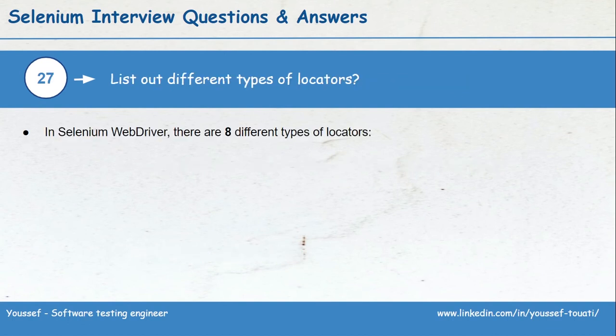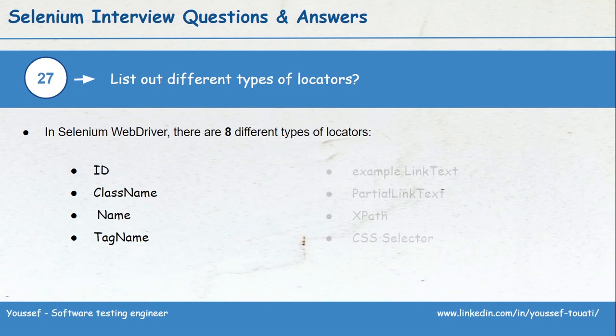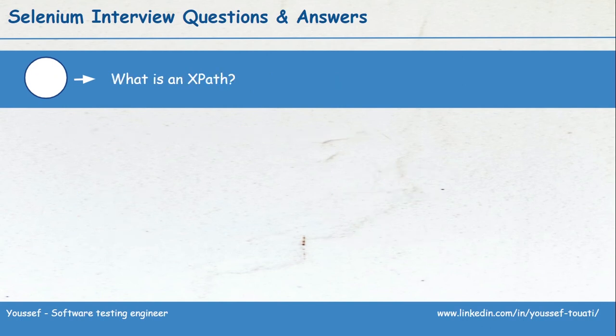List out different types of locators. In Selenium WebDriver, there are 8 different types of locators. We have ID, class name, name, tag name, link text, partial link text, XPath, and CSS selector.